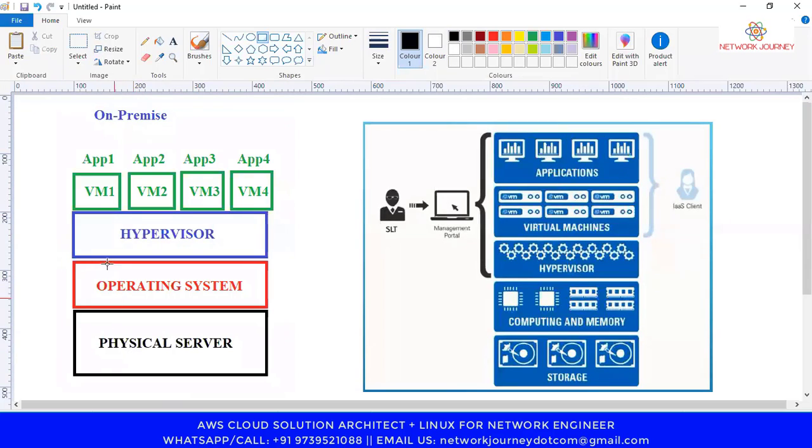But in case of a cloud data center, if you're going with AWS or Azure or GCP, you take care only of the virtual machine and its application. The remaining portion, the hypervisor and everything, will be taken care of by AWS. Thereby, as I said yesterday, it is very less maintenance. Now hope you understood how cloud computing is working.